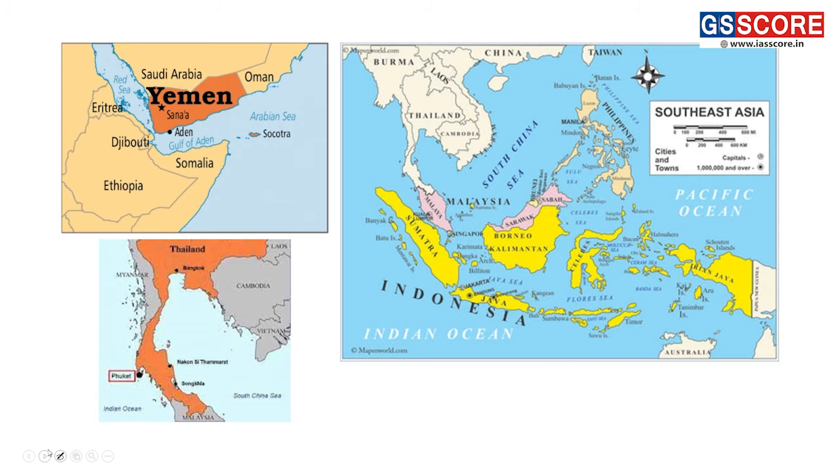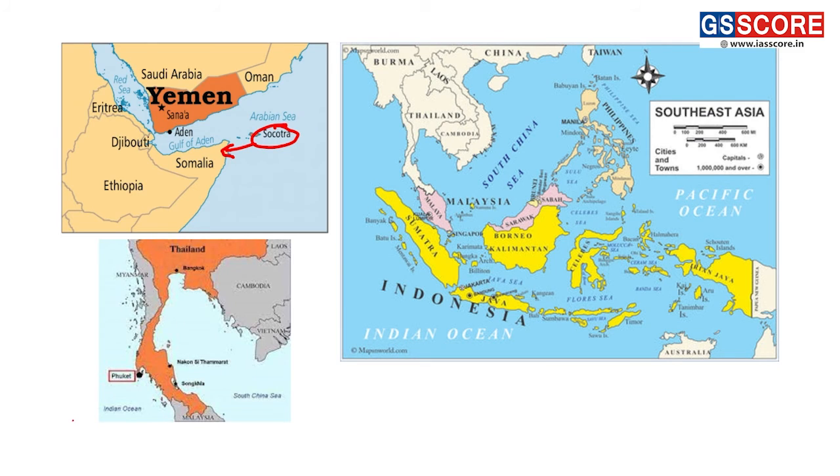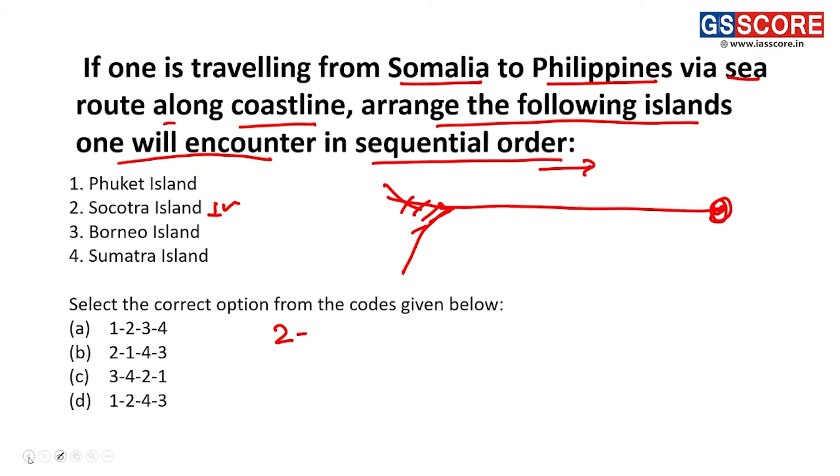Looking at the diagram here, we see that Socotra Island is present very near to Somalia. Thus, this will be the first island encountered, so 2 becomes the first statement here. This is the first island, Socotra Island. Then next, we will be reaching Sumatra Island, which is also asked here. So Sumatra will be the second island, which will be part of this region.